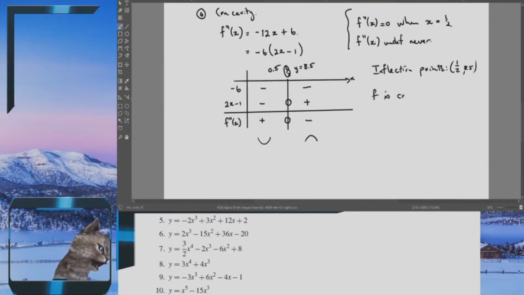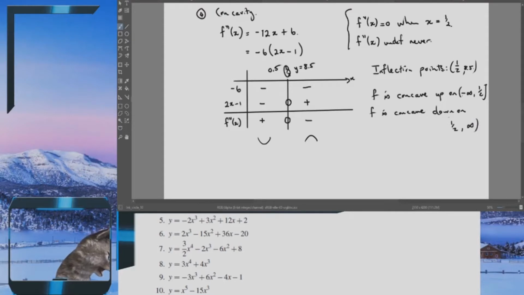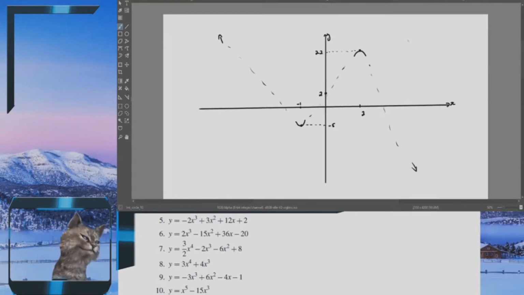Then we'll sum it up by saying f is concave up on the interval negative infinity to 1/2 or 0.5. F is concave down on, I'm running out of space, 1/2 to infinity. So we have this point 1/2 and 8.5. So 1/2, let's put it over here. 8.5, let's put it over there maybe. And again, I am abusing the scale for convenient shape. So I'm bending up and I'm bending down as I go past that inflection point.